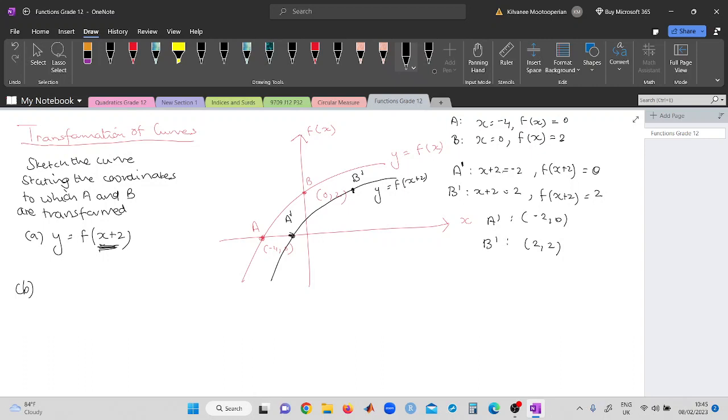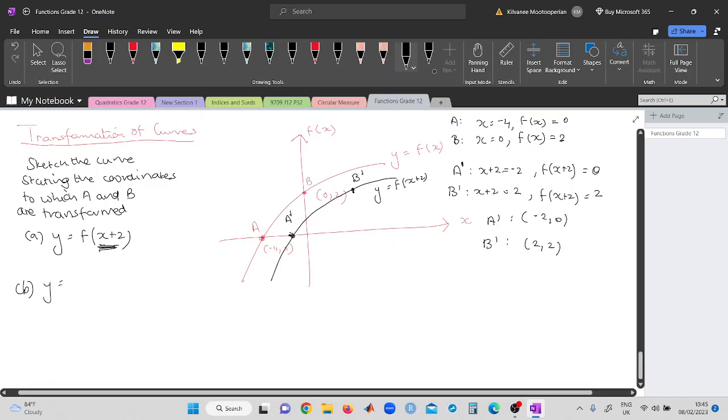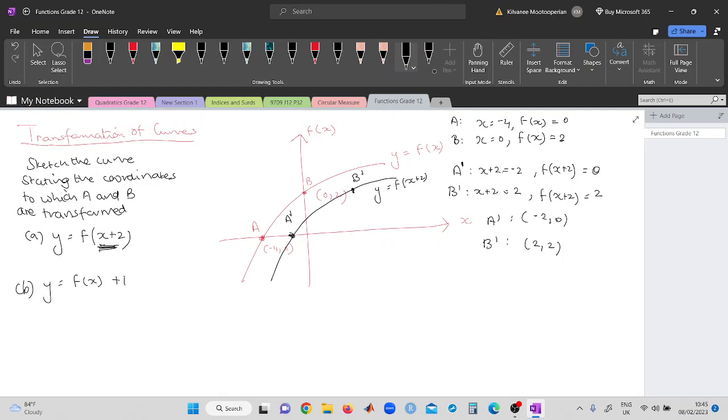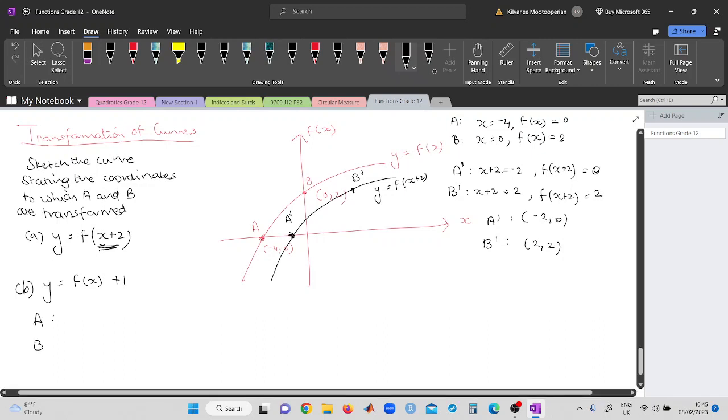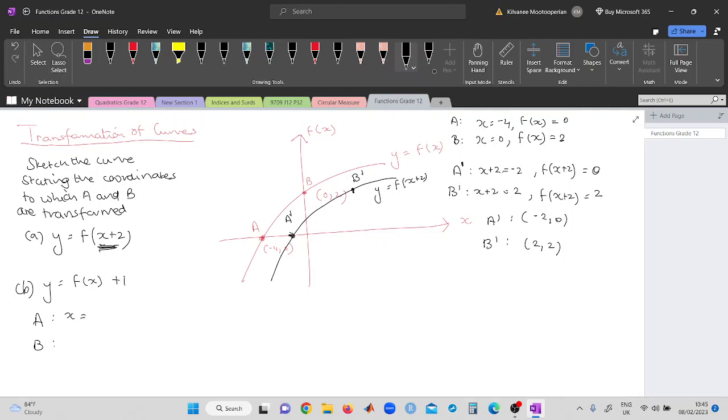Let's take another example. Donc, it will be y equals to f of x plus 1. So, what happens? The value of x. Qu'est-ce qui va arriver à x? Il reste pareil. X will be, tout le temps nous prenons l'original. What will happen to the value of x? It remains the same. So, x equal to minus 4, x equal to 0. Pareil comme original là. Ça, c'était original.